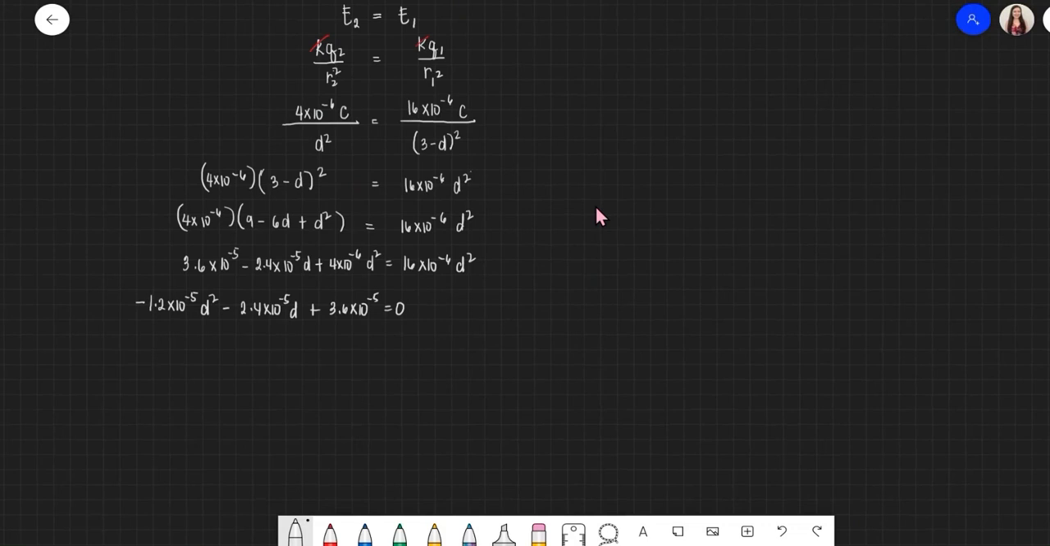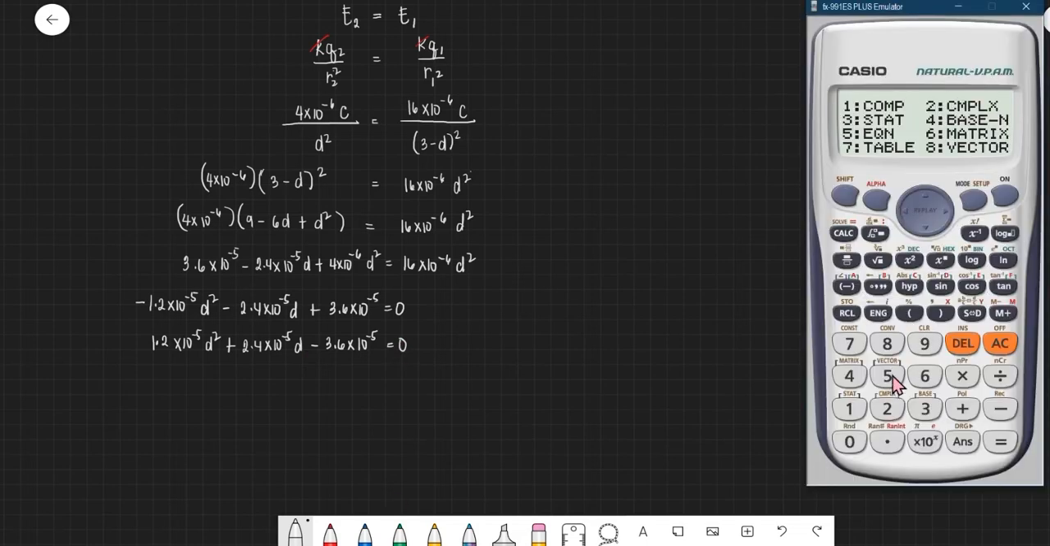So we have a quadratic equation. If you don't want the negative sign first, then you can reverse the signs. So 1.2 times 10 to the negative 5 D squared plus 2.4 times 10 to the negative 5 D minus 3.6 times 10 to the negative 5 equals 0. So, in the calculator, mode, equation, quadratic, degree 3: 1.2 exponent negative 5, 2.4 exponent negative 5, and negative 3.6 exponent negative 5.